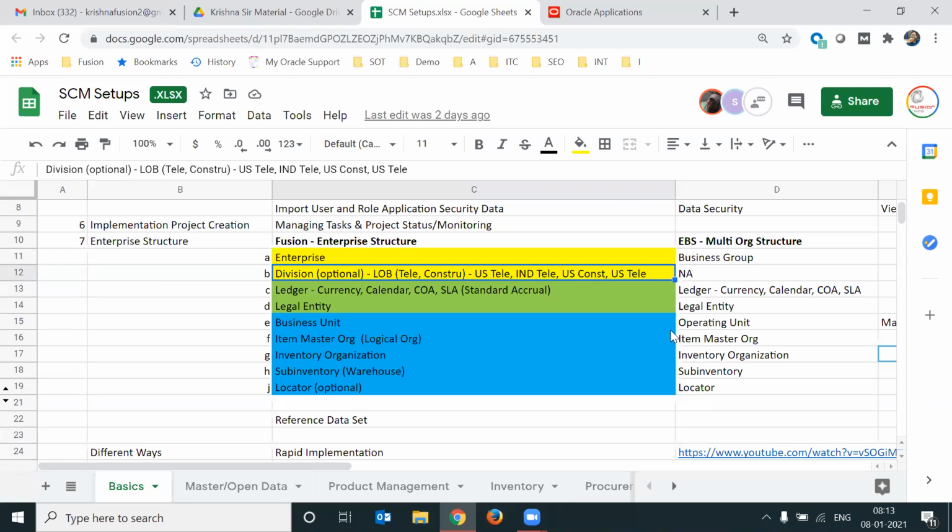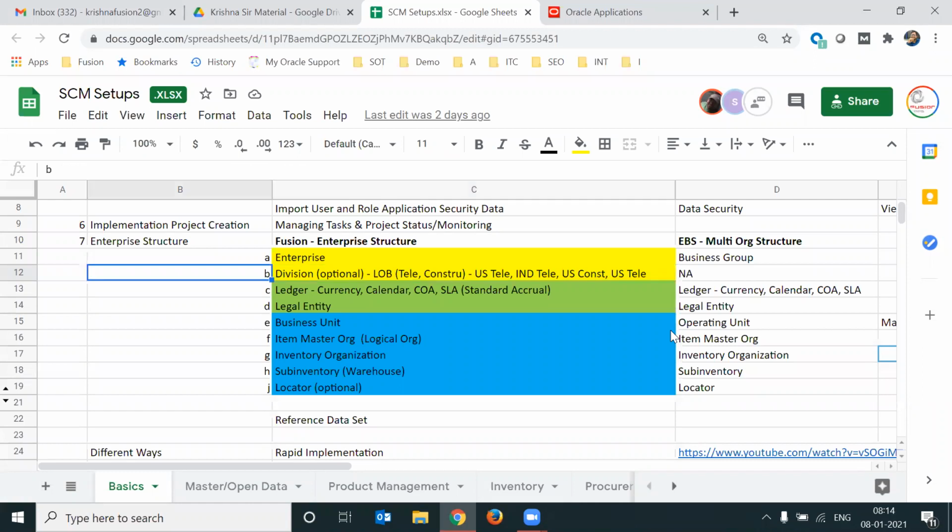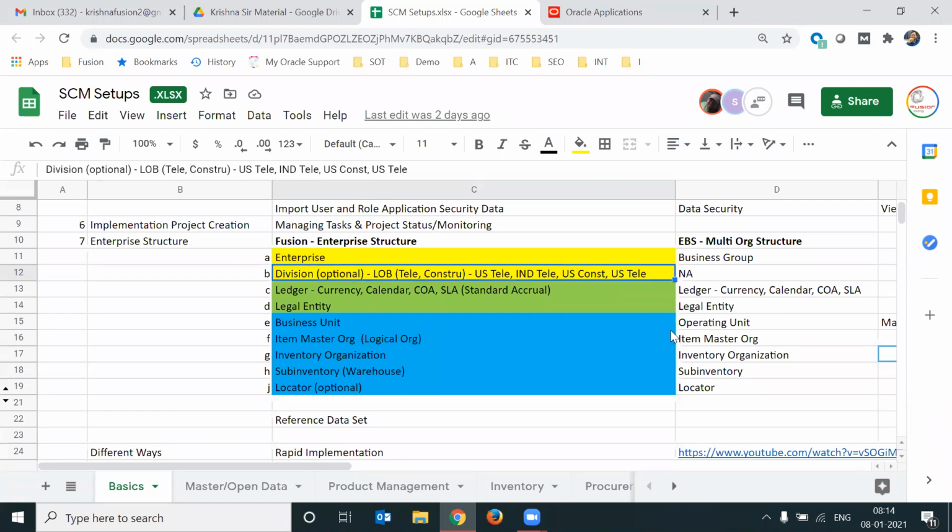Suppose you take Aurobindo. Aurobindo is into pharma. Pharma is one line of business, nothing but one division. And recently Aurobindo has started construction also. So Aurobindo Constructions is another line of business, which means another division. So division is nothing but a line of business, the different lines of business that we have.